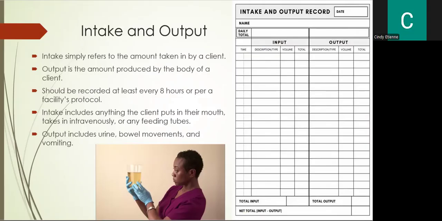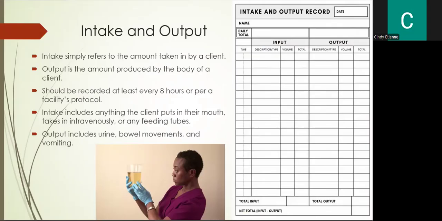Output is everything that comes out of the body. The most important output is urine, but we also measure vomit, liquid stool, drainage from surgical drains or chest tubes, and blood loss. Intake and output should be recorded at least every 8 hours or according to your facility.